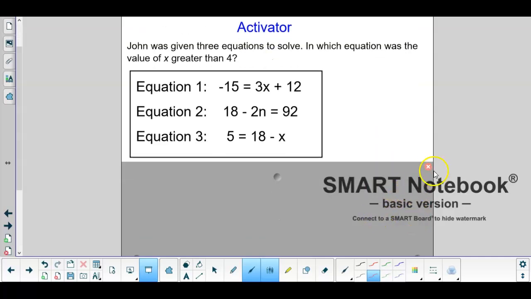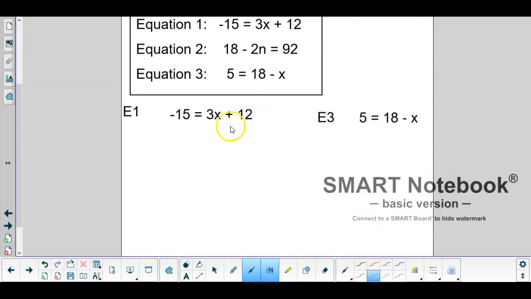Okay, so looking at these 3 equations down below, equation number 1 said negative 15 is equal to 3 times x plus 12. First thing I want to do is break my equation into a left side and a right side and locate my variable, 3x. There it is. What's being done to 3x? It's being added by 12. I know that the inverse or opposite of adding 12 would be to subtract 12. It's going to cancel out the 12s.